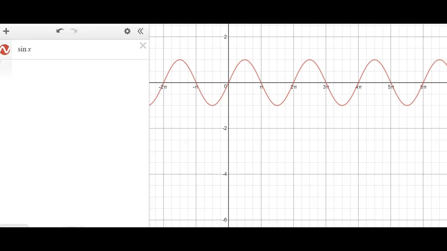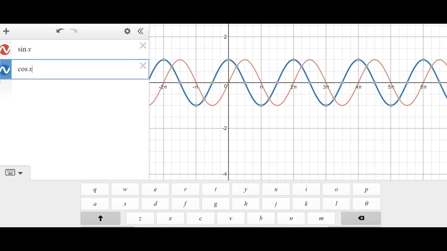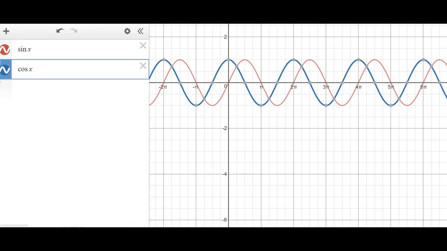So here we are at Desmos again. I still got the sine graph up. I'm going to go ahead and graph cosine here. So cosine of x. Boom. There it is. That looks a little bit better than what I had on the other screen. Now, if you just want to see cosine, we can turn off sine by clicking on this. There's our cosine graph.